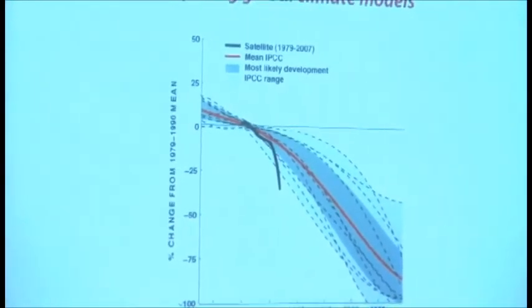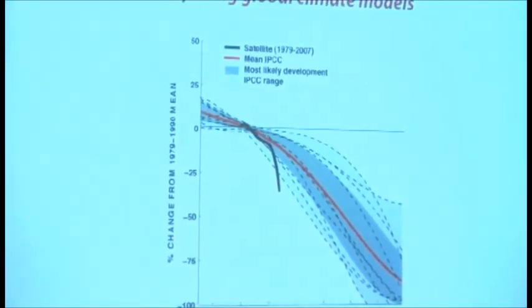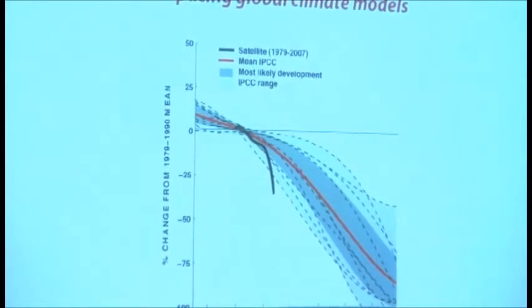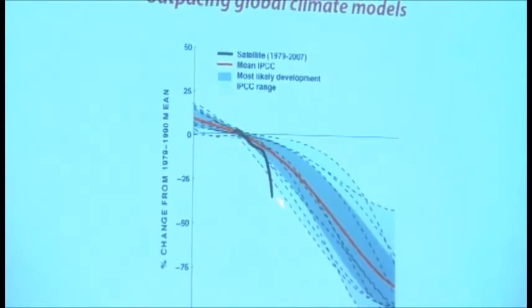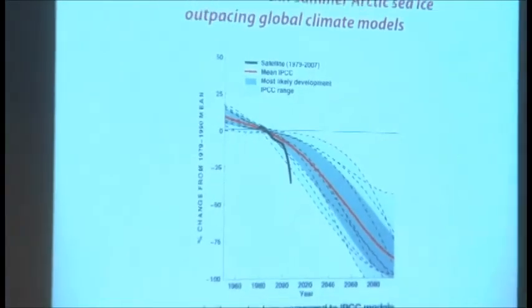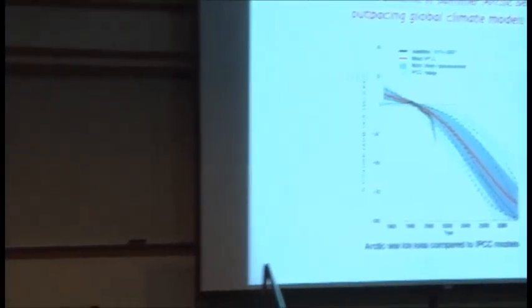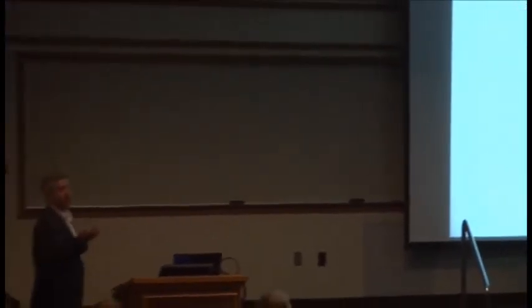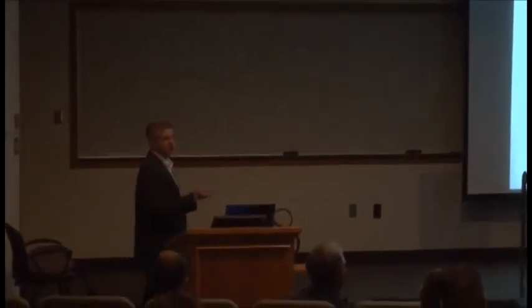What's striking is that the actual observations, the real data of how fast the ice is actually melting, far outpaces the predictions of any of these models. So clearly we're not incorporating all the physics, we're not properly representing sea ice, we're not incorporating all the effects, such as ice albedo feedback and some of these issues that I've been discussing.